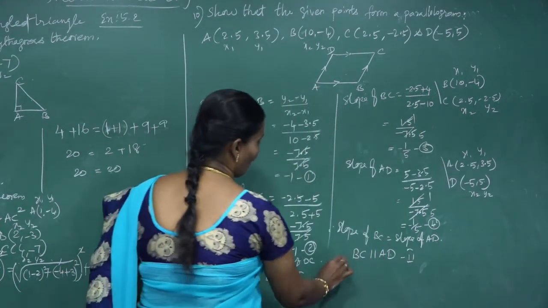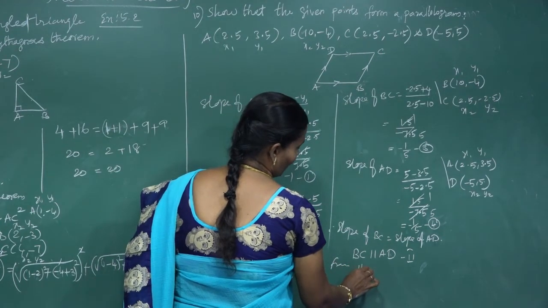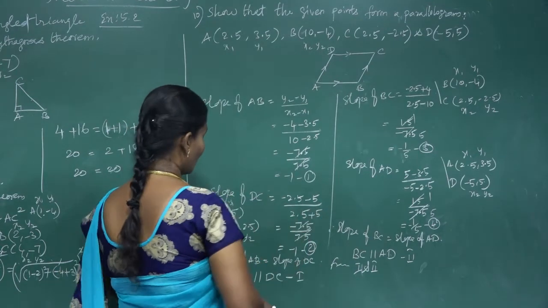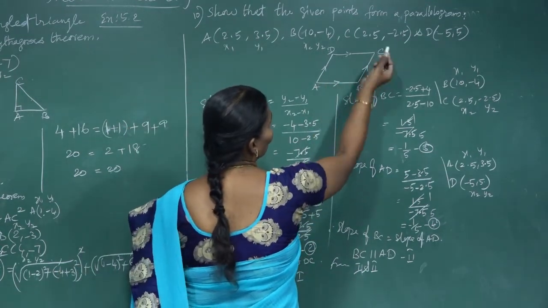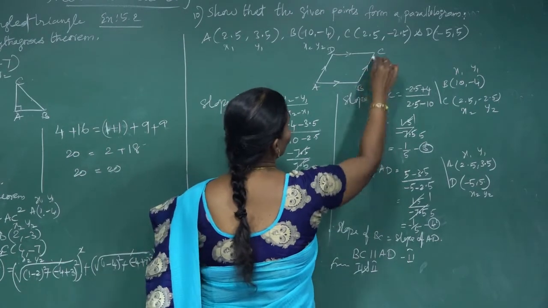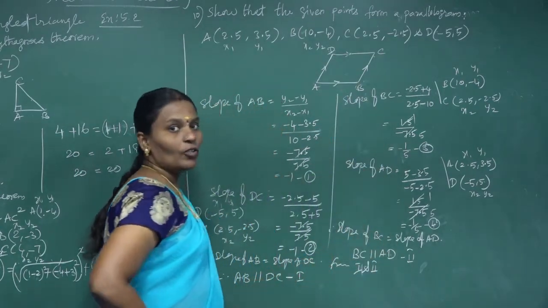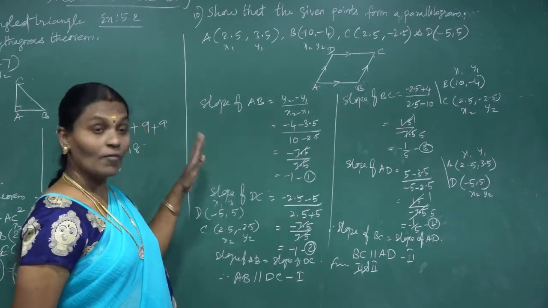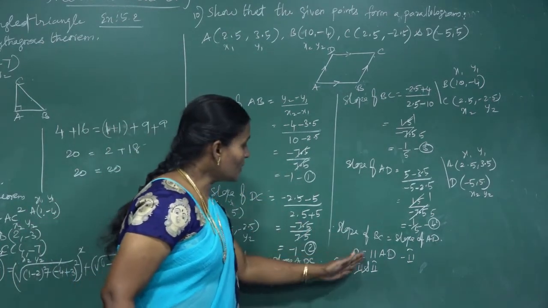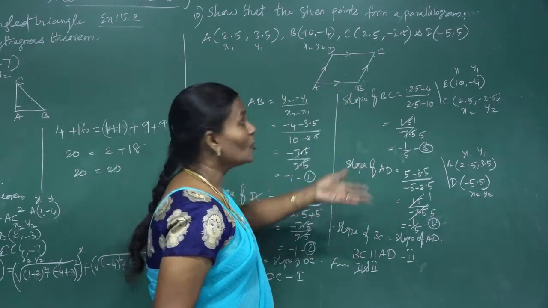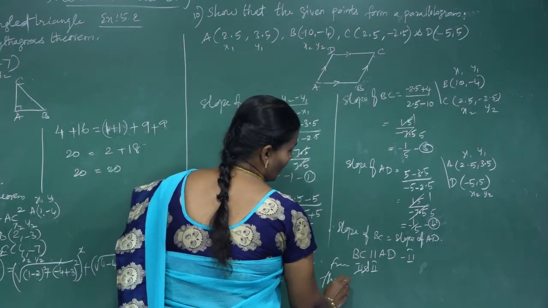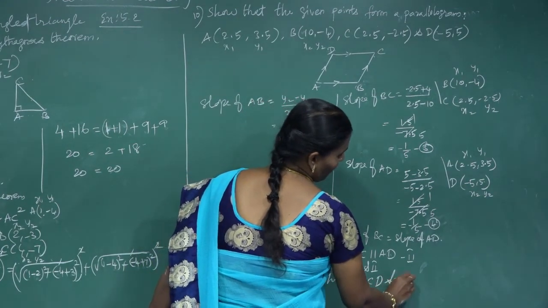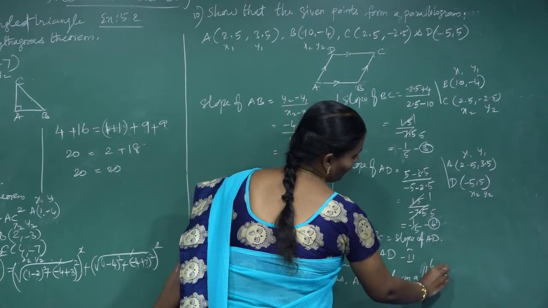Now see from result 1 and result 2. What is result 1? AB is parallel to DC. What is result 2? BC is parallel to AD. You know that already: if opposite sides are parallel, that is a parallelogram. So here two pairs of opposite sides are parallel. Thus ABCD forms a parallelogram.